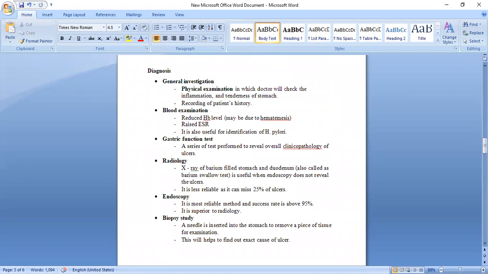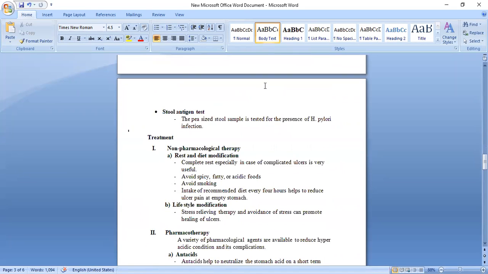Everywhere there are general investigations and physical examination, but what you check in the physical examination is the uncommon part. We have to check the inflammation and the tenderness of the stomach, isn't it? Taking the history is common. Okay, are you getting my point?